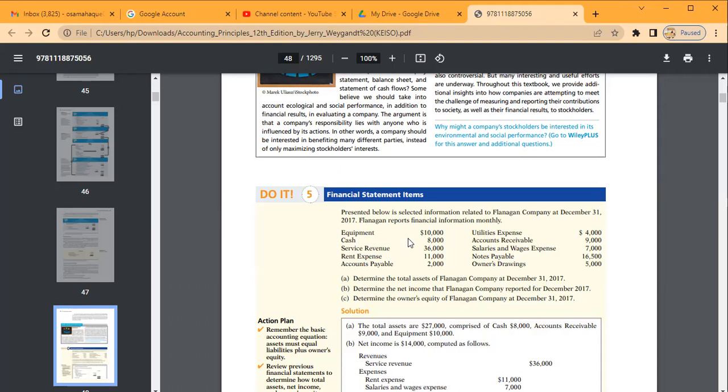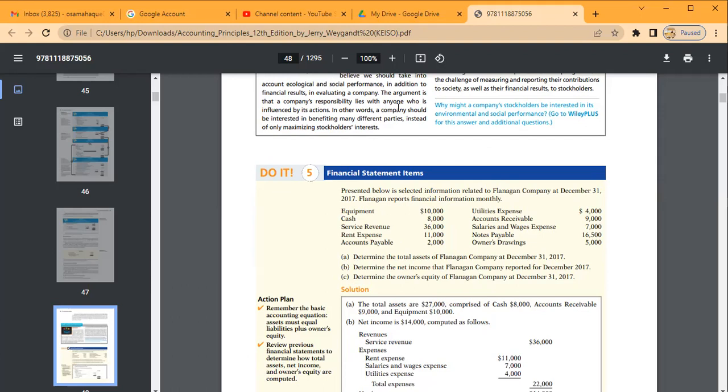Equipment, why isn't that a non-current asset? Yes. Why aren't rent expense and utilities expense assets? Utilities expense are not assets. They are not assets. You can even see the solution.